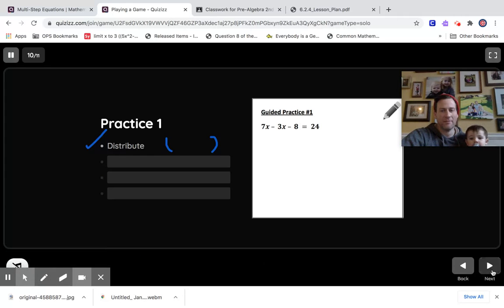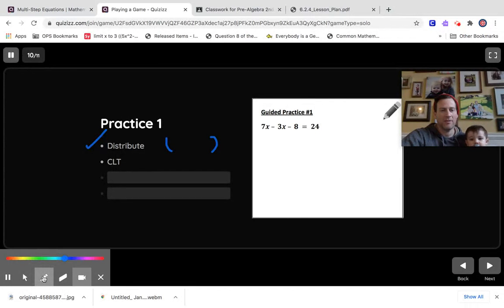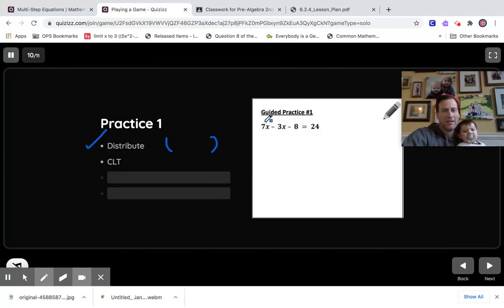What's my next step? My next step here is to combine like terms. So I want to find the terms that are alike and combine them. So if I go into this problem here, it looks like I can combine the 7x minus the 3x. And when I subtract the 3x from the 7x, I'm going to end up getting 4x's.